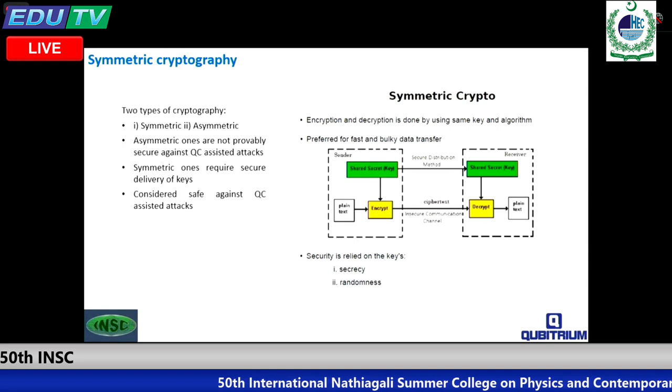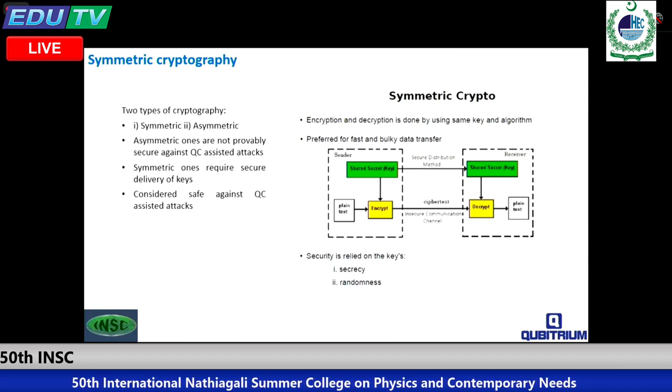using right now. The first one is symmetric cryptography. The other one is asymmetric or public key cryptography. Symmetric cryptography requires the secure delivery of the key to two parties, and it was more commonly used in the Cold War era.